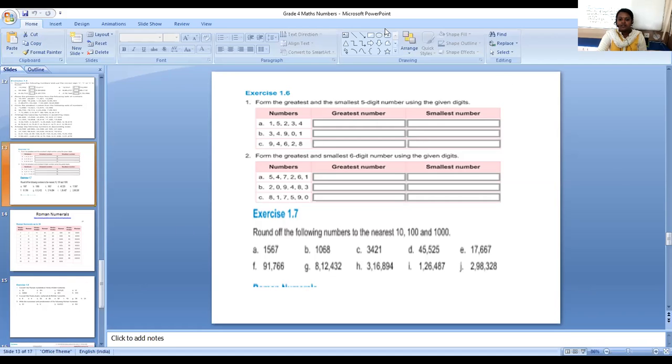Okay. So here I request that the questions of exercise 1.7 can be done by you independently. In the next class we shall learn further about numbers. In this class we have learned how to form the greatest and smallest number with the help of number of digits, and also how to round off numbers to the nearest 10, 100 and 1000. Thank you, children.